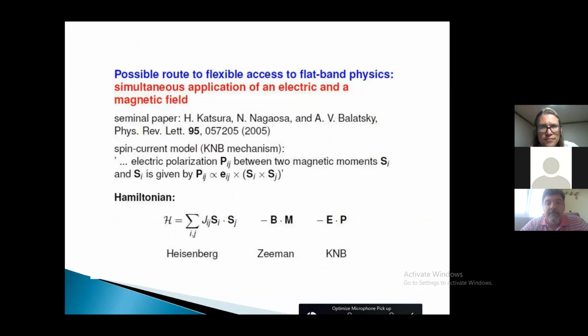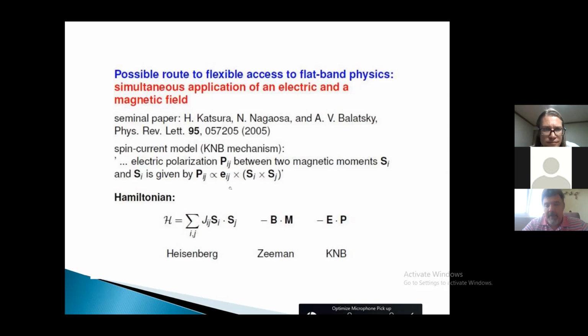Okay, and we found some flexible access to the flat band physics with the aid of the magnetoelectric effect due to the Katsura-Nagaosa-Balatsky mechanism. In general, the magnetoelectric effect is the interplay between magnetic and dielectric properties in matter, which can manifest itself as a magnetization dependence on electric field and electric polarization dependence on the magnetic field. One of the microscopic mechanisms of this phenomenon is named after the authors of the seminal paper, Katsura, Nagaosa and Balatsky, the KNB mechanism.